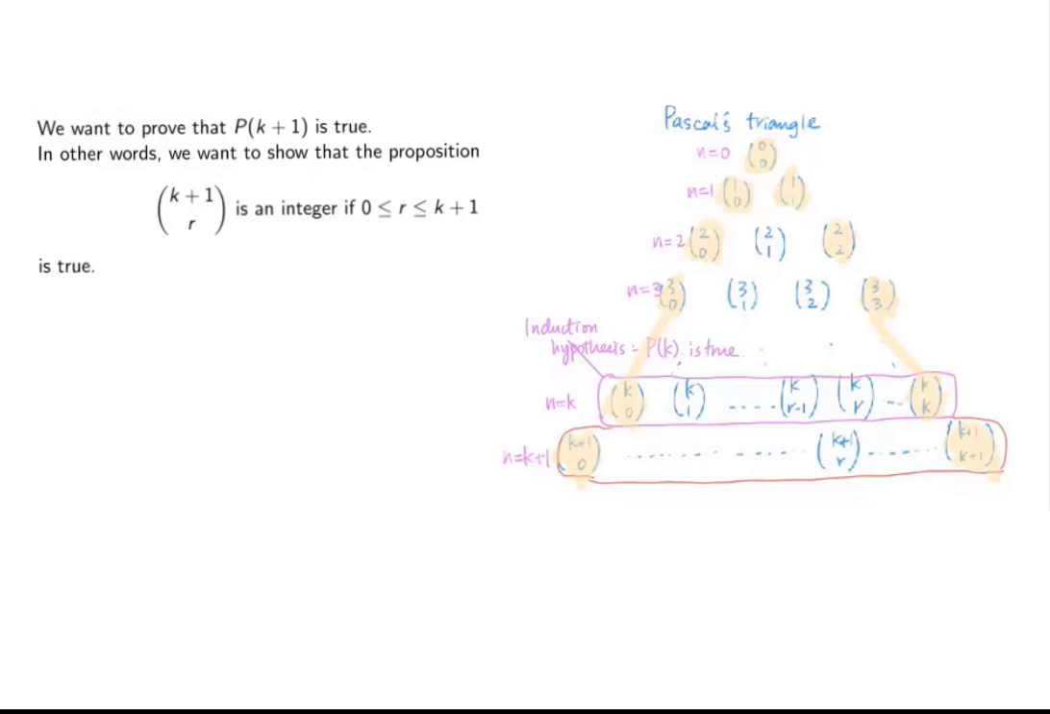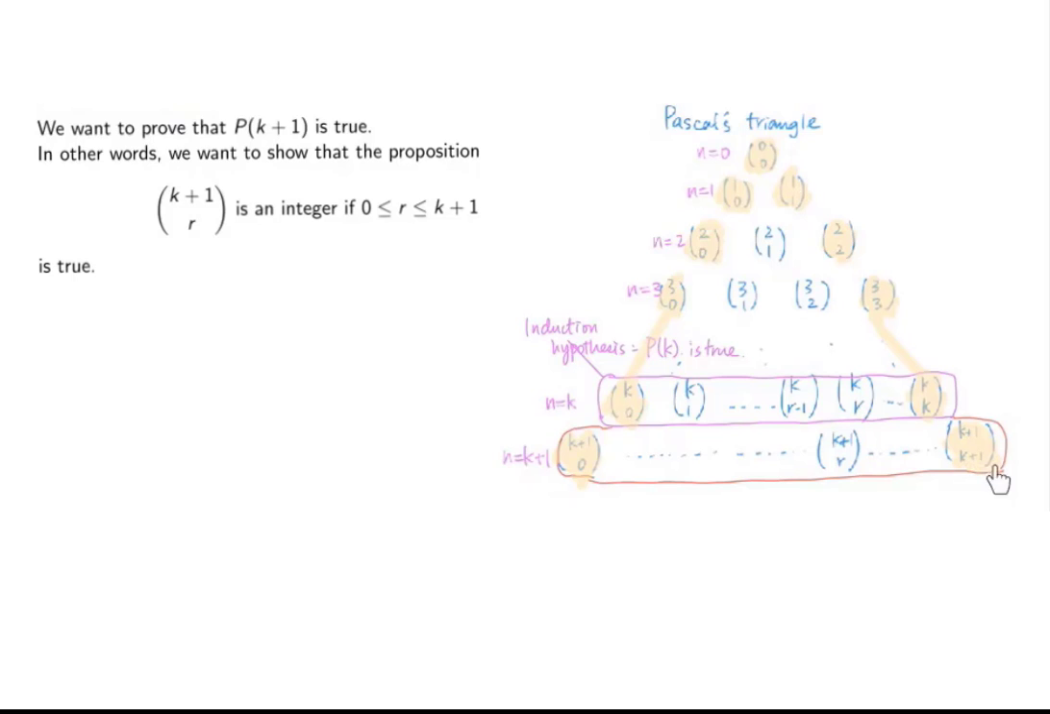Now, we want to prove that the statement is true for n equals k plus 1. That is, we want to show that the binomial coefficient k plus 1 choose r is a positive integer where r is any integer between 0 and k plus 1, including these two endpoints. Previously, we already proved that all numbers at the edge of the Pascal's triangle are positive integers.